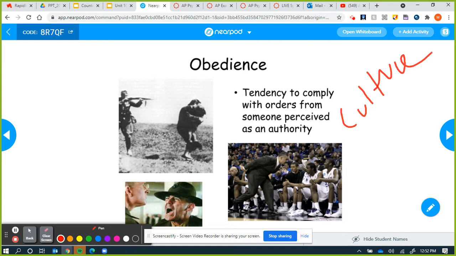There are big cultural differences in obedience as well. In Eastern cultures, and not just Eastern cultures, it is expected that if somebody older than you tells you to do something, you do it because that person is older than you, or more important. Whereas in Western cultures, it is more likely that people will question authority figures.